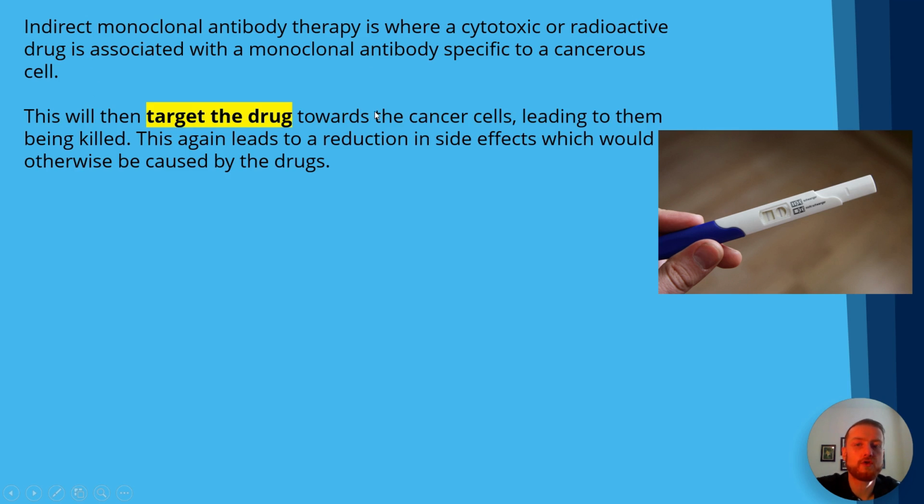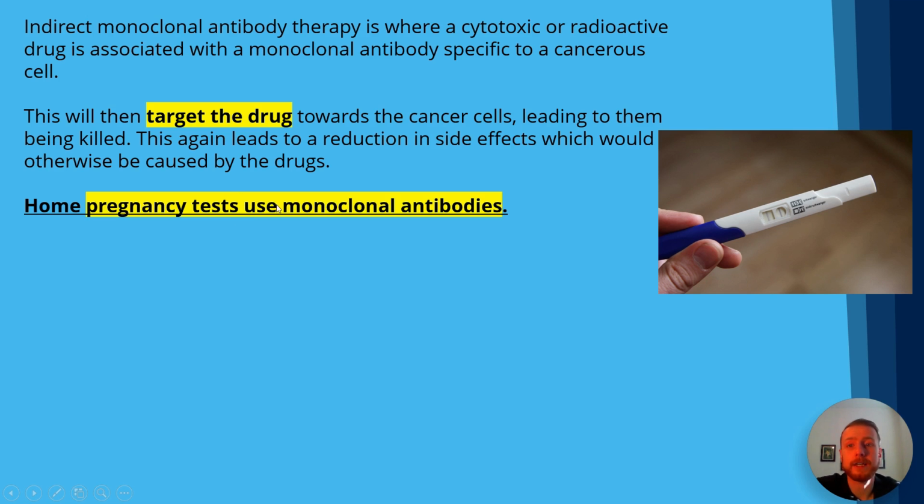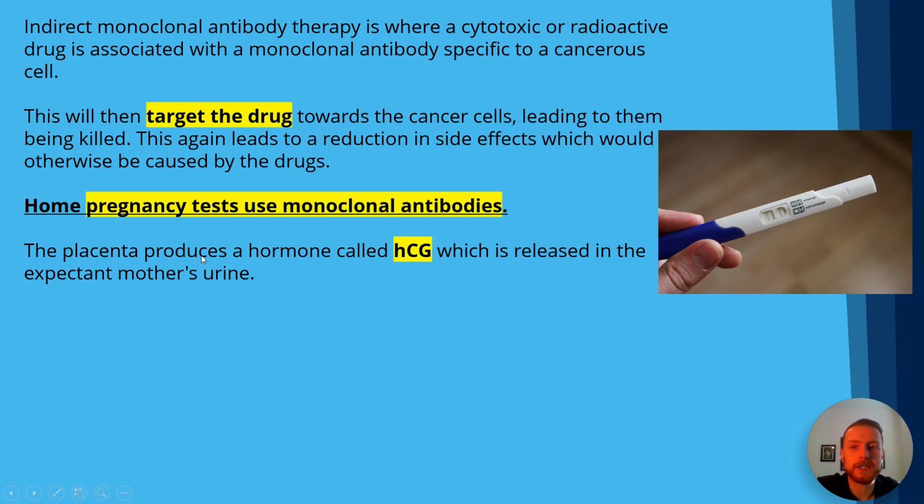So this will target the drug towards the cancer cells, leading to them being killed. And again, this will lead to a reduction in side effects which would otherwise be caused by the drugs. Now, home pregnancy tests use monoclonal antibodies, and you can see it on the right-hand side here, a little pregnancy test. Now, the placenta produces a hormone called HCG, human chorionic gonadotropin hormone.